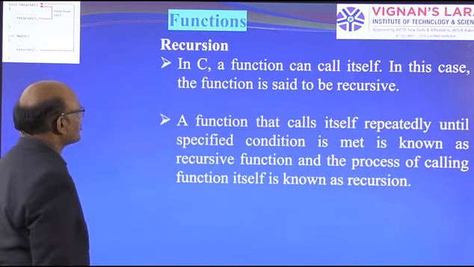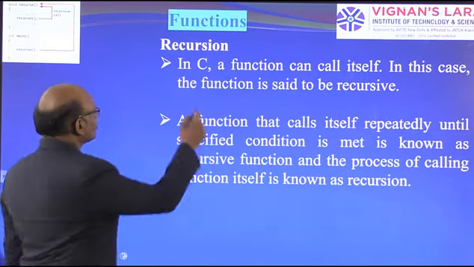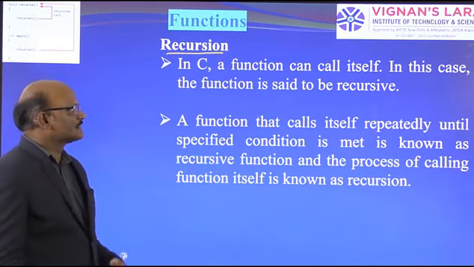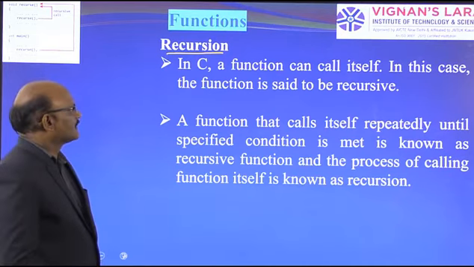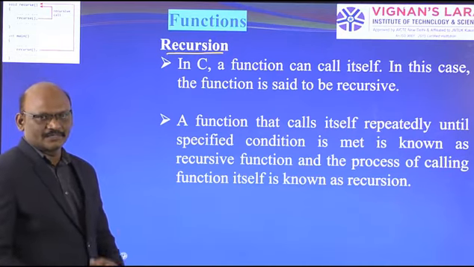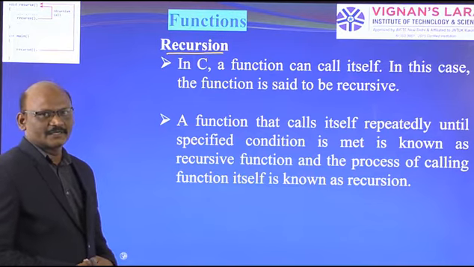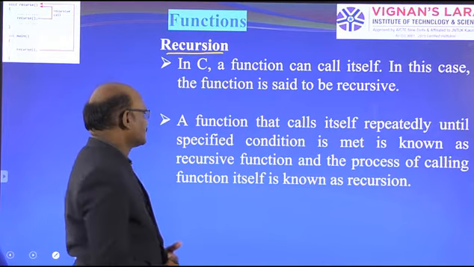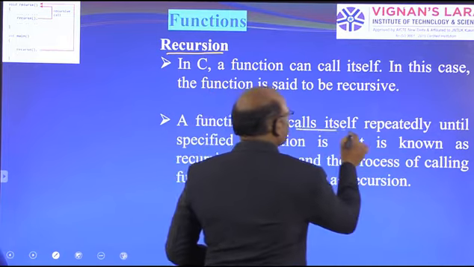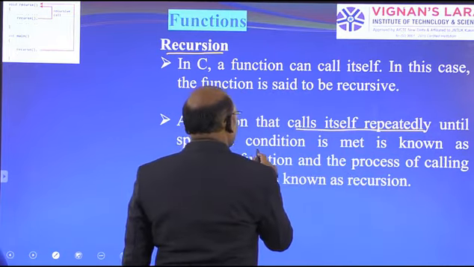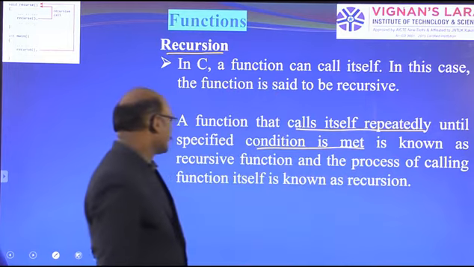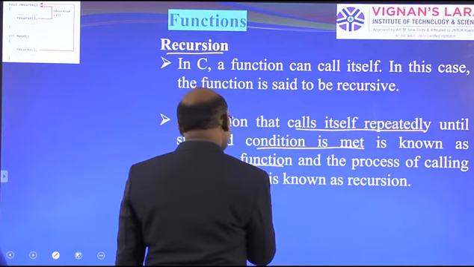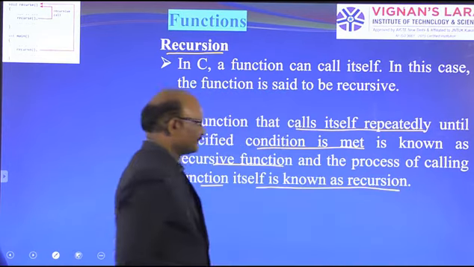So today we are going to discuss recursion. In C, a function can call itself. In this case, the function is said to be recursive. Coming to the definition of recursion, a function that calls itself repeatedly until a specified condition is met is known as a recursive function, and the process of a function calling itself is known as recursion.